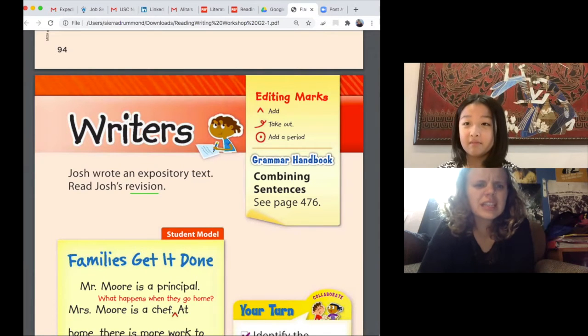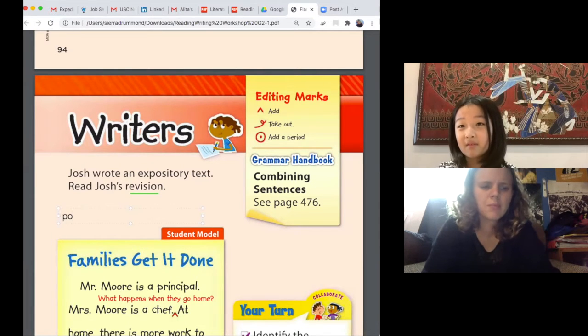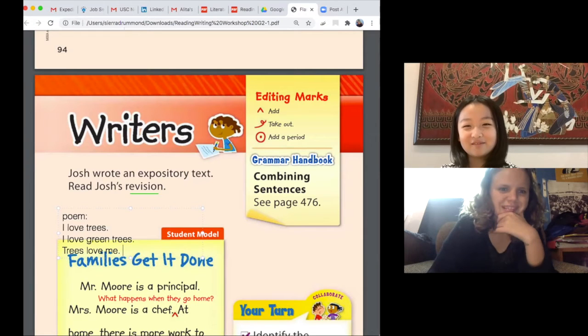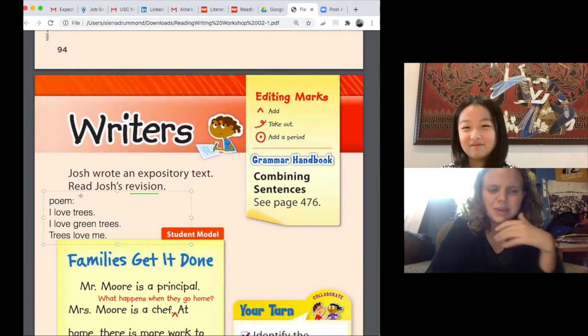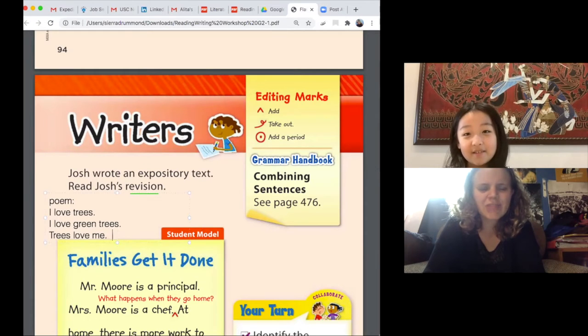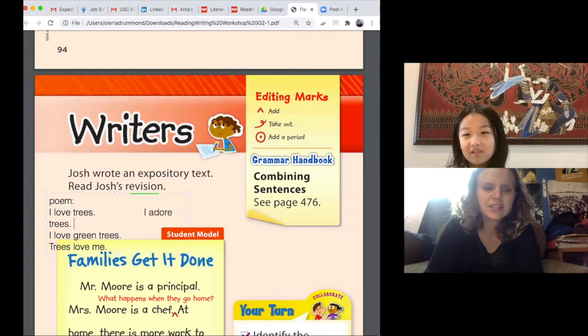So revision is, maybe pretend we wrote a poem. I love trees. I love green trees. Good. So pretend this is my poem. But Josh thinks that I can write a better poem, so he helps me revise it. He says, I think you should say a better word than love. I adore trees.